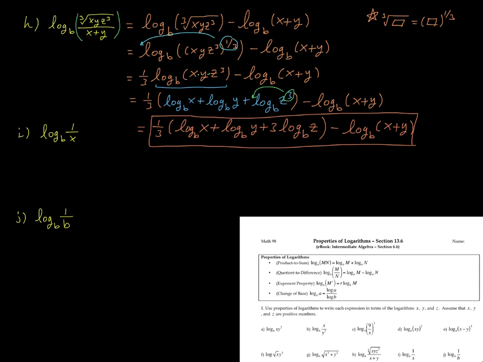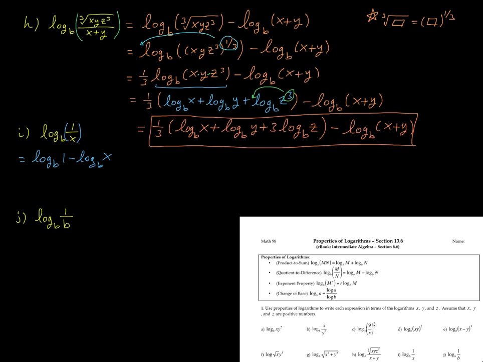Cool. Okay, I and J, they're at least shorter. Log base b of 1/x. I could go ahead and start with the quotient to difference, because inside this logarithm, I have 1 divided by x, so I could start there and say this is log base b of 1 minus log base b of x.